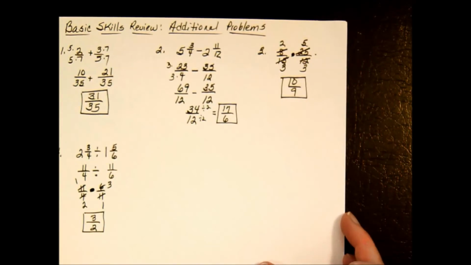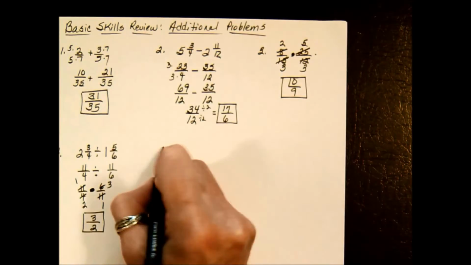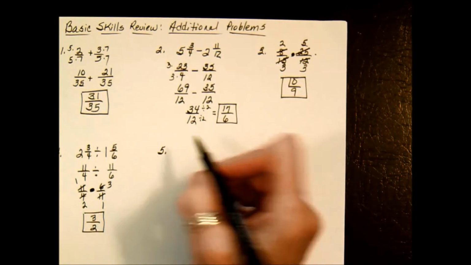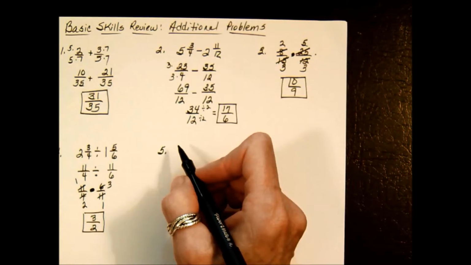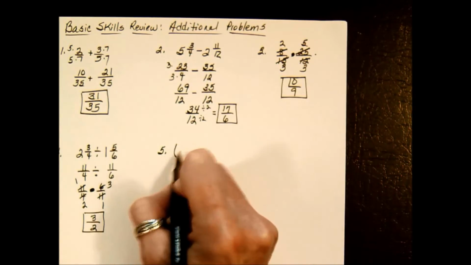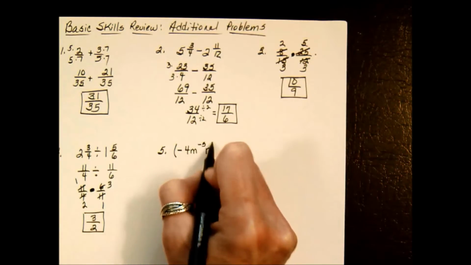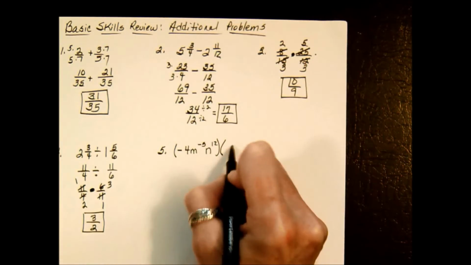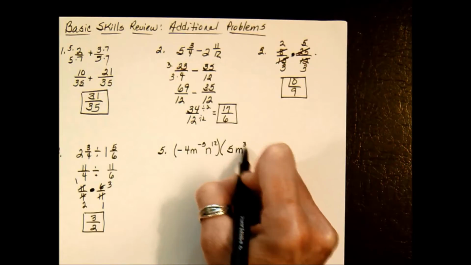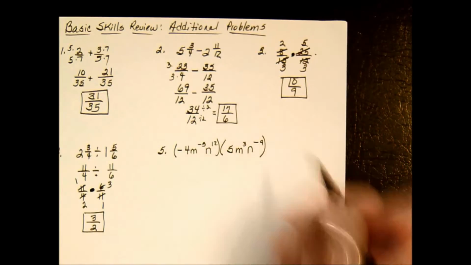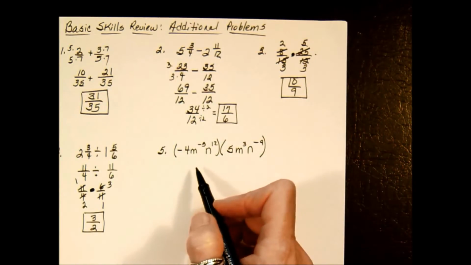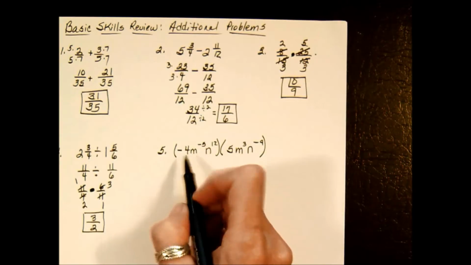Next, let's look at exponent problems, starting with number 5. It says to simplify and write answers using positive exponents only. We have the monomial -4 m to the -5th n to the 12th times 5 m cubed n to the -9. So it's multiplication of two monomials, so we're going to multiply like parts.